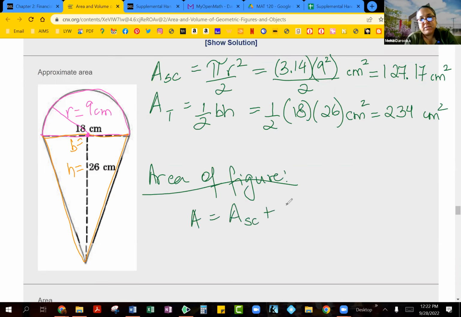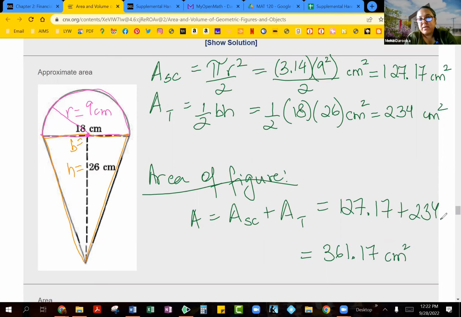And then of course, for the area of the figure, just again, put it all together. So semicircle and triangle, we take those two areas, add them together. And Michael, you had already shared that answer with us. Sabrina, very nice. Amanda, very nice. Yeah. So 361.17 square centimeters. Kendall, very nice.